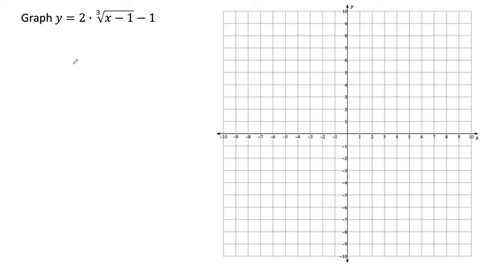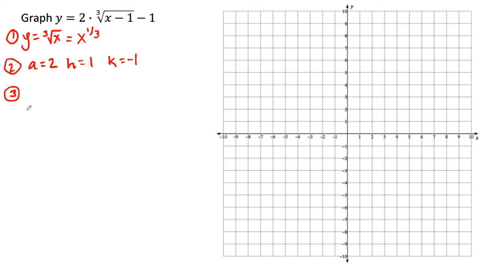Our next example is y equals 2 times the cube root of x minus 1 minus 1. And so our parent function for this example would be the cube root function. If you remember, this is also x to the 1/3 from a rational exponent unit. Our a value is 2, our h value is positive 1, and our k value is negative 1. And so those three things are going to perform the transformation.